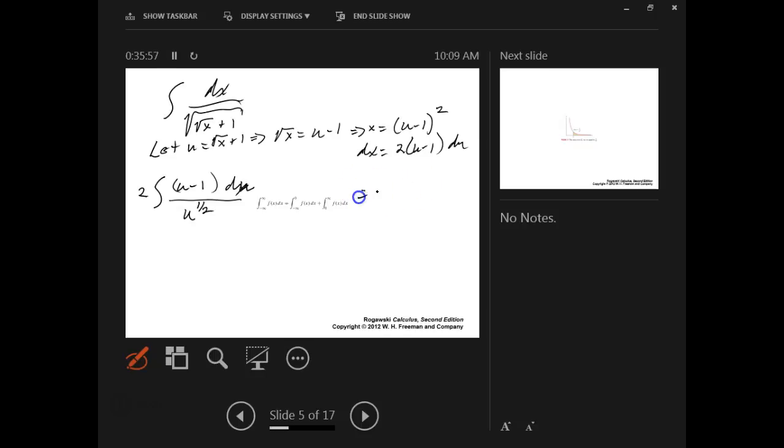This is how I wish I had thought to do it. 2 times the integral of u to the minus 1/2 times u minus 1 du. Right? You just pull that up there and make it u to the minus 1/2, u minus 1 du. You see that? Okay. What can we do there? Looks an awful lot like what we had before, doesn't it? Not quite, but similar. So what do we do?